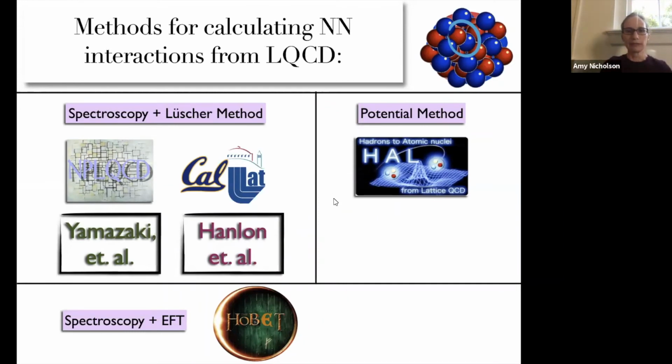The ones that I'm going to focus on: the most widely used is called the Lüscher method, and I'll very quickly go through what that is because it's also what is used by my group. There's a Japanese group who came up with a new method called the potential method. Essentially, they calculated the two nucleon potential from lattice data. And then there's also an effective field theory type approach where they're basically using lattice data to tune parameters in their theory.